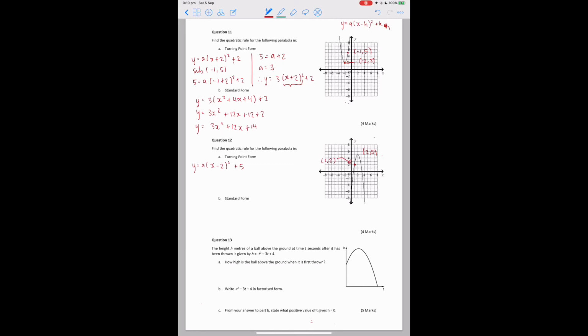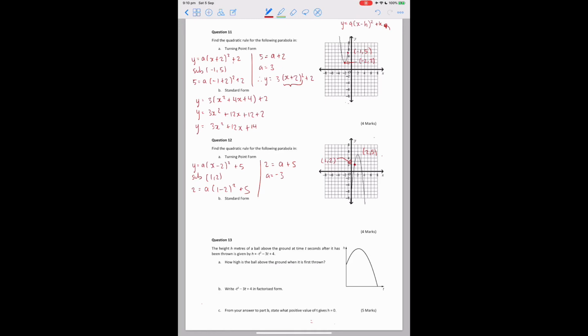Okay, so if I sub (1, 2) in, it's going to be 2 is equal to a(1 minus 2) whole squared plus 5. 1 subtract 2 is equal to -1, and -1 whole squared is just going to equal +1. So it's going to be 2 is equal to a plus 5. Subtract both sides by 5, and therefore a is equal to -3.